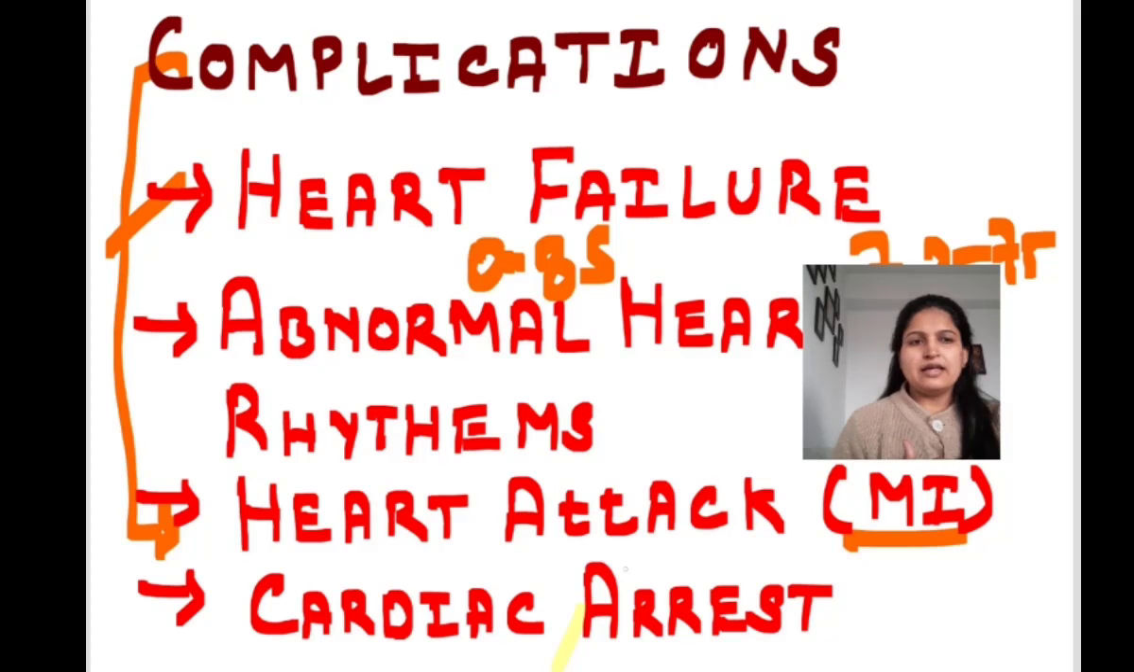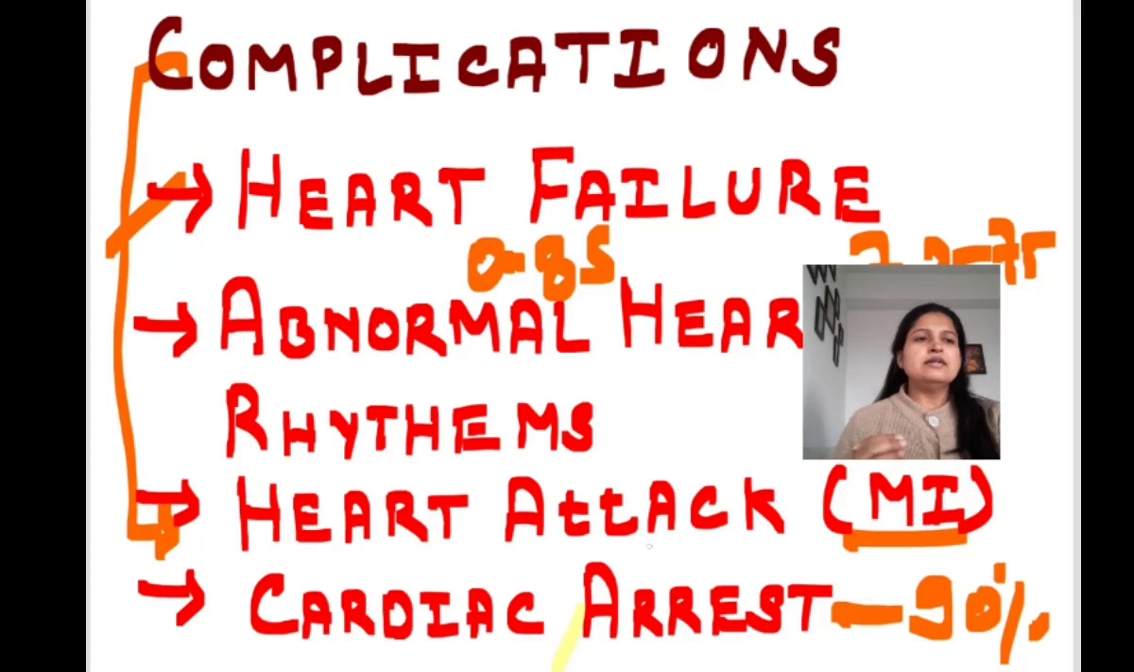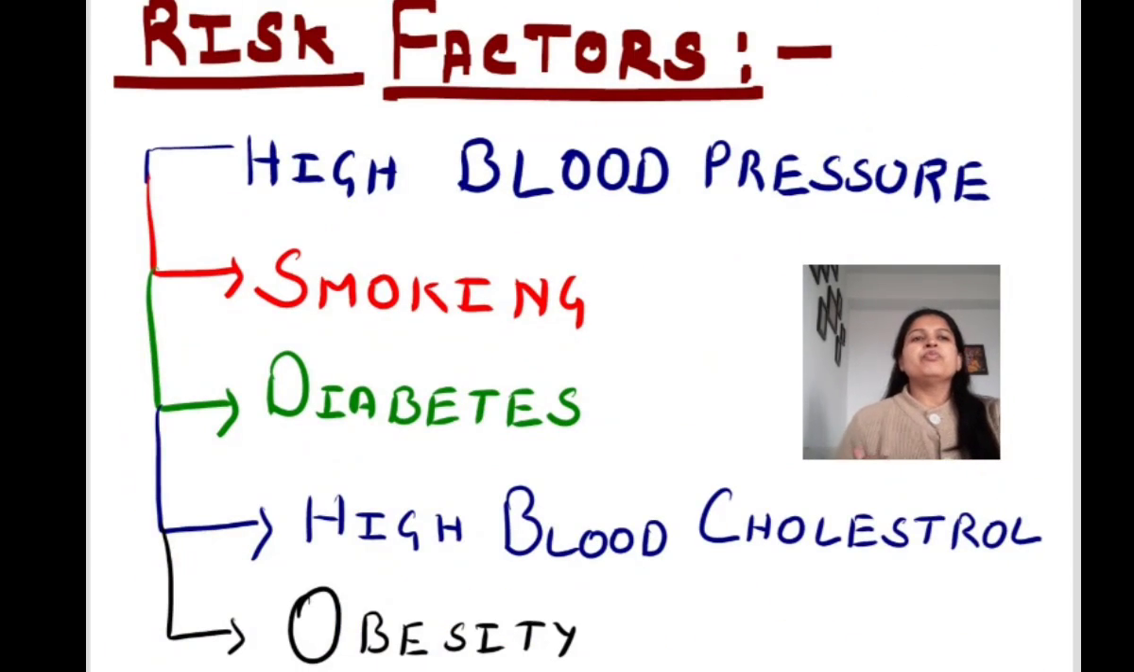And the fourth symptom is cardiac arrest. Cardiac arrest is nothing but a sudden stoppage of functioning of the heart, and about 90% of the heart muscles die in cardiac arrest, whereas in a heart attack a certain amount of heart muscle dies, and the patient can be saved, but in cardiac arrest there is no chance of saving the patient.